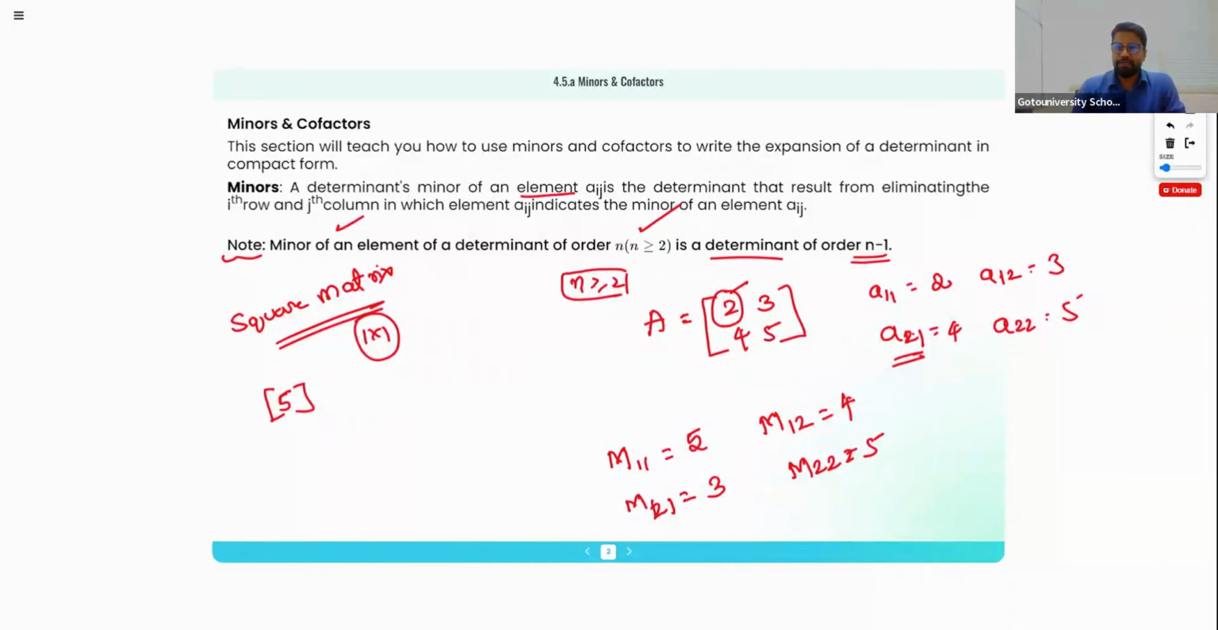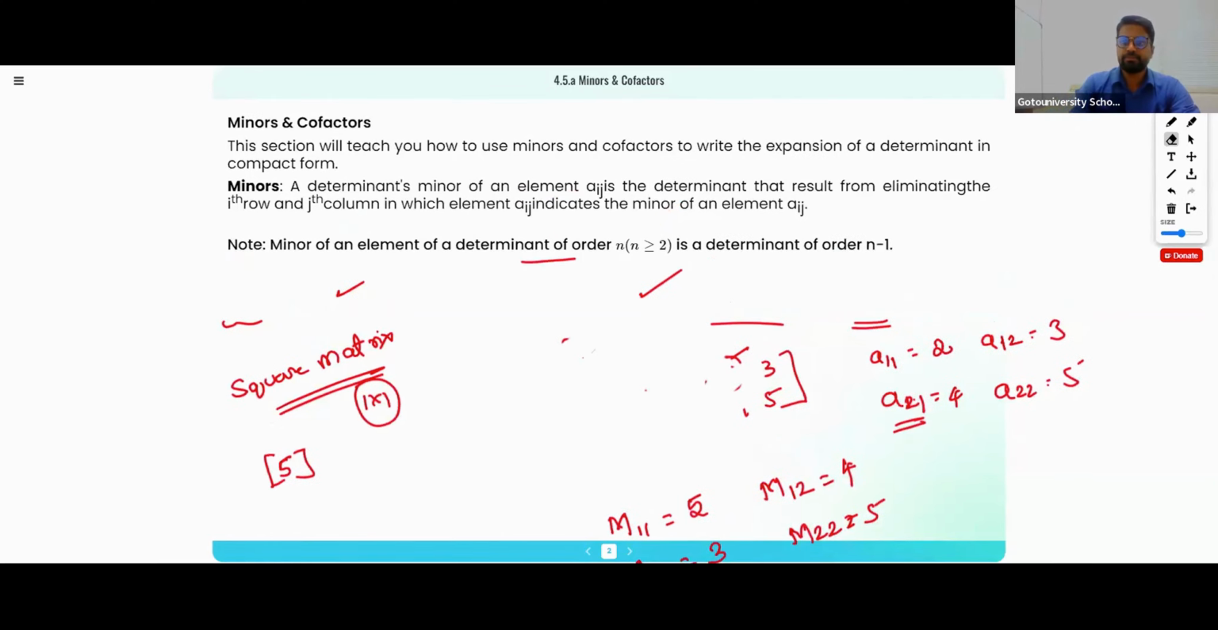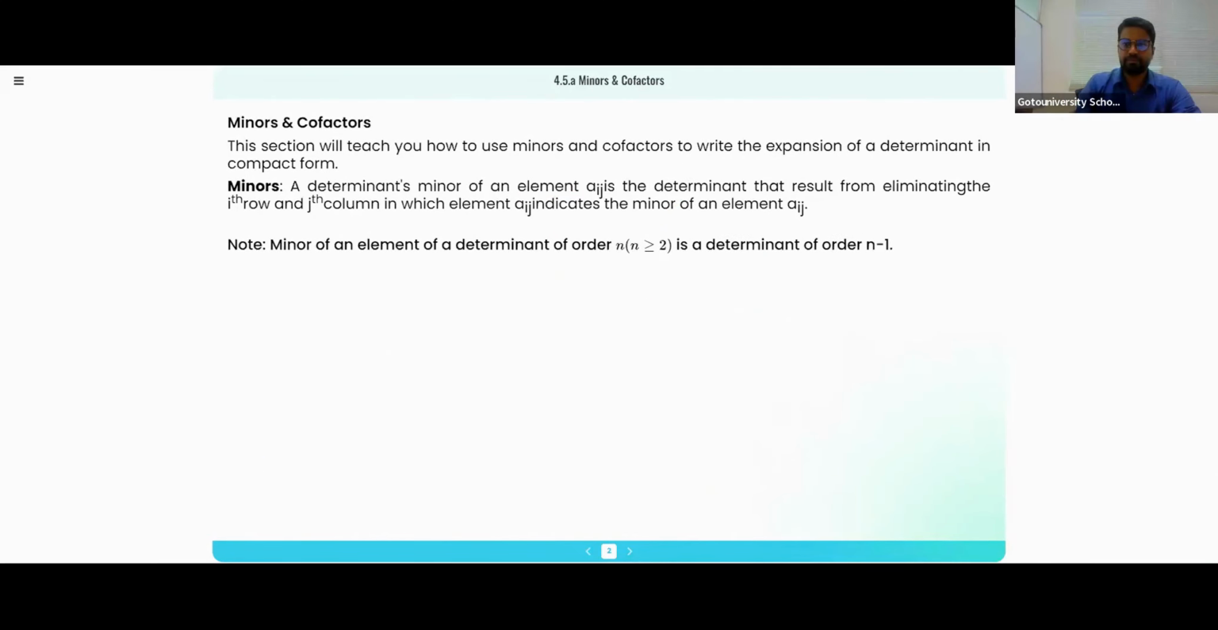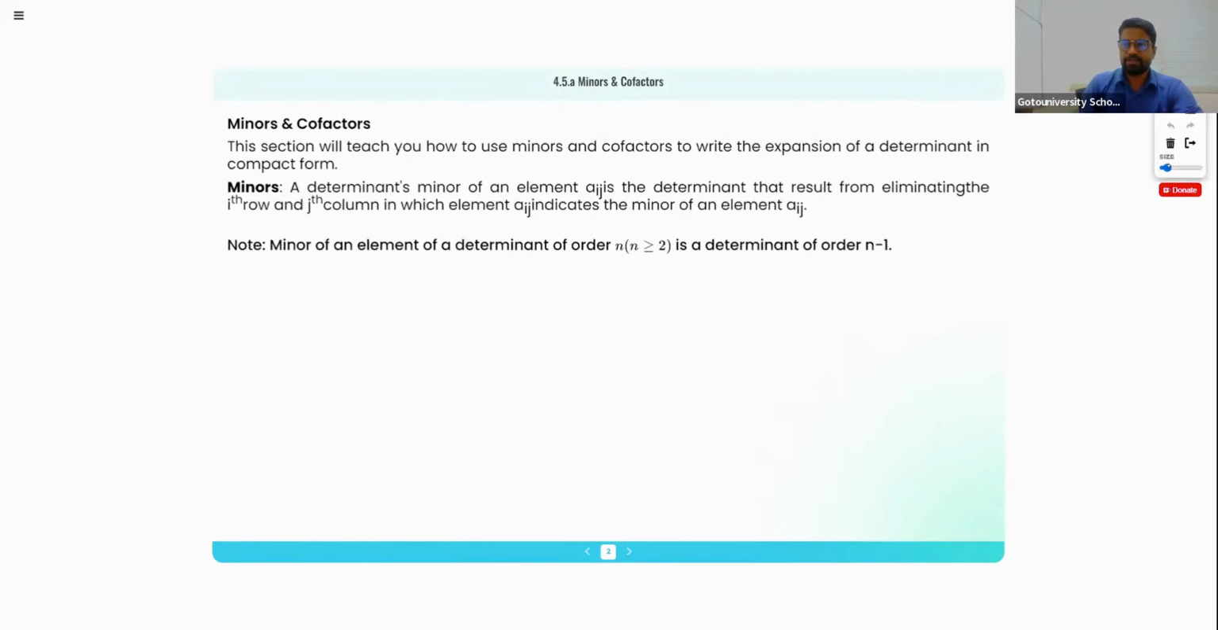Now, how to find the minor for a 3 cross 3 matrix, a 3 by 3 matrix? Shall we find out? Yes. Let me take a simple 3 cross 3 matrix, say 1, 2, 3, 1, 2, 1. I'm taking very simple numbers, 3, 1, 2.